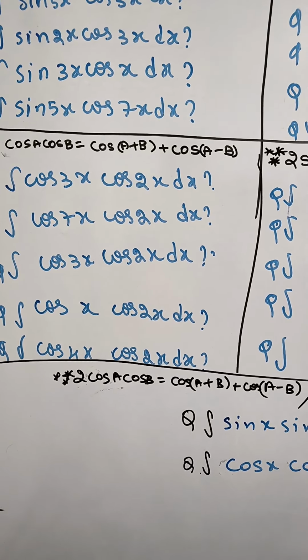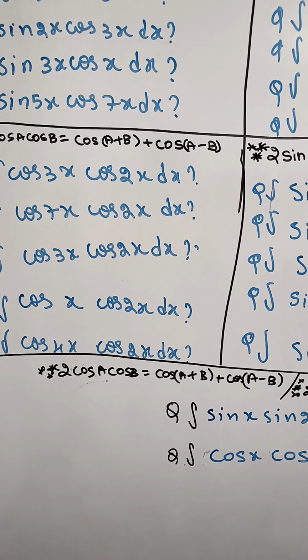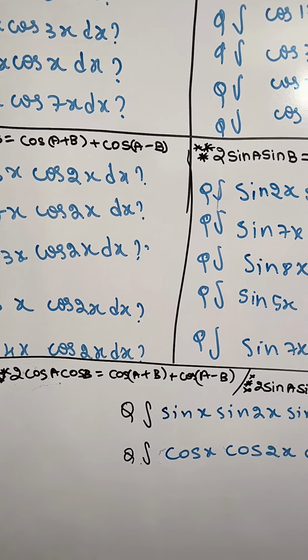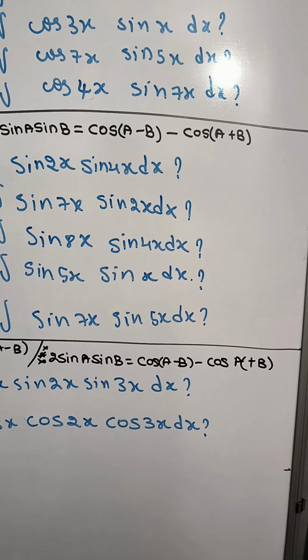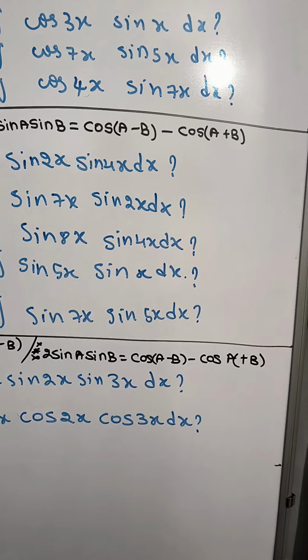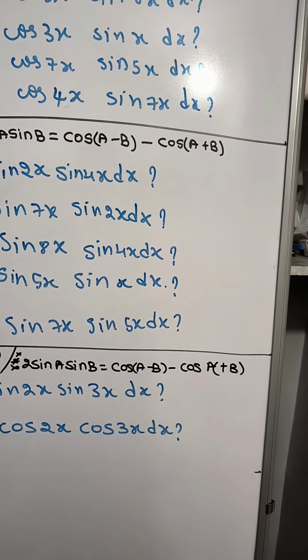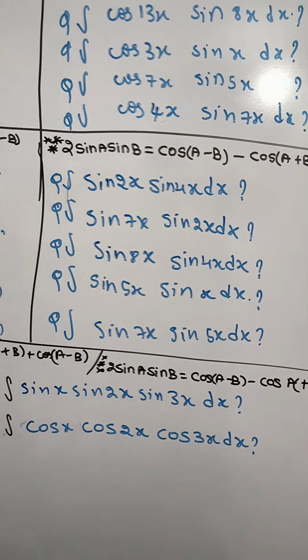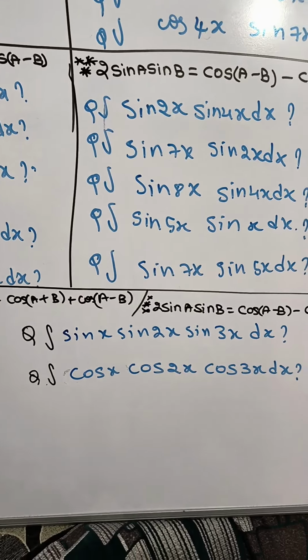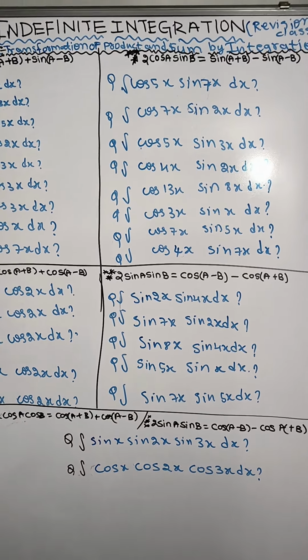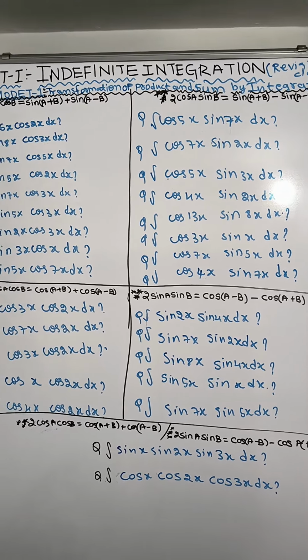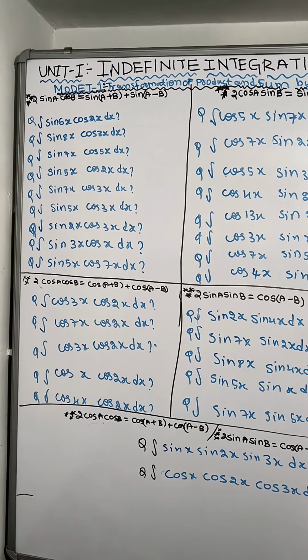Now 2 cos A cos B is equal to cos A plus B plus cos A minus B. Another one, for 2 sines, 2 sin A sin B is equal to sin A minus B minus sin A plus B. These 2 formulas we use for solving these 2 questions. This is the overall view of model number 1 in unit number 1.